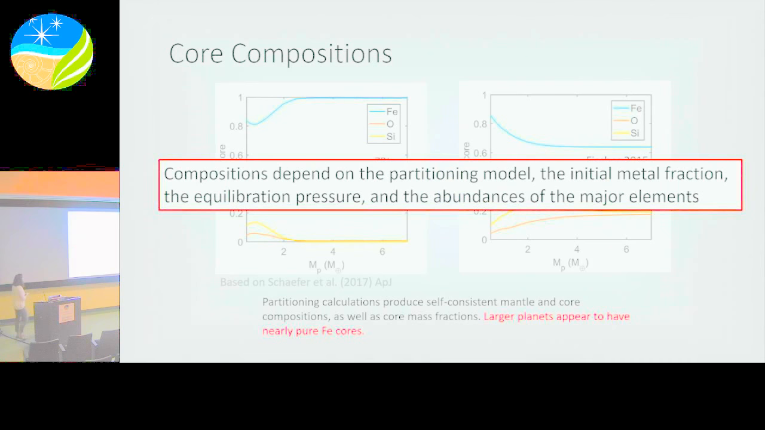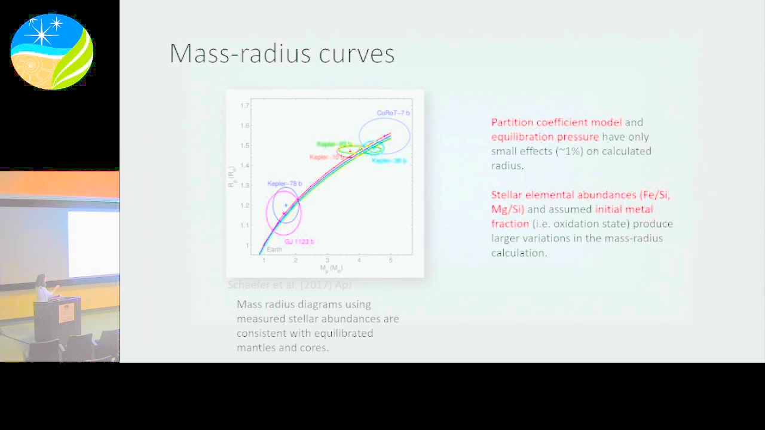So it turns out the compositions, and I would suggest if you're really interested in the details of this, you might want to go look at our paper, but the compositions really depend pretty strongly on this partitioning model, as you can see here. They depend on the initial metal fraction, the equilibration pressure, and the abundances of the major elements. So they're very model sensitive. But it turns out they don't make a whole lot of difference in the mass and radius curves. The partition coefficient model and the equilibration pressure, in particular, have relatively small effects of about 1% on the calculated radius for a given planetary mass.